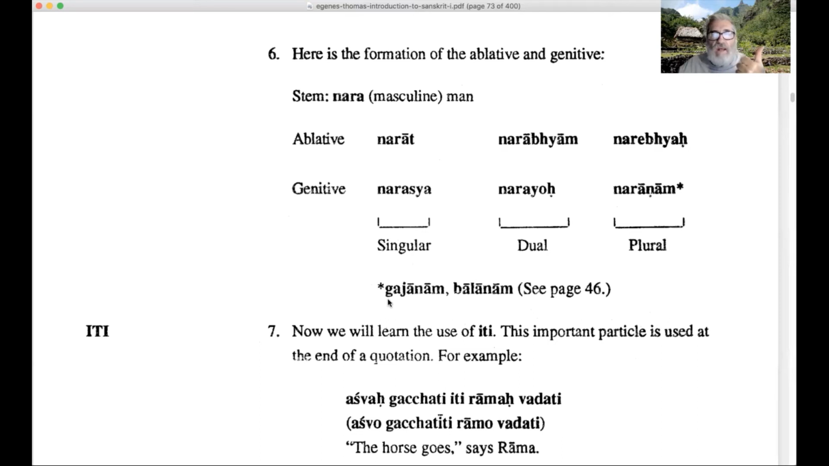So: naraha, narao, naraha, nominative; naram, narao, naran, accusative; narena, narabhyam, narahi, instrumental; naraya, narabhyam, narebhyaha, dative; narat, now we come to ablative: narat, narabhyam, narebhyaha; and genitive: narasya, narayoho, naranam. Okay, so now we know it like that. Everybody needs to learn all their nouns and know how to decline them.